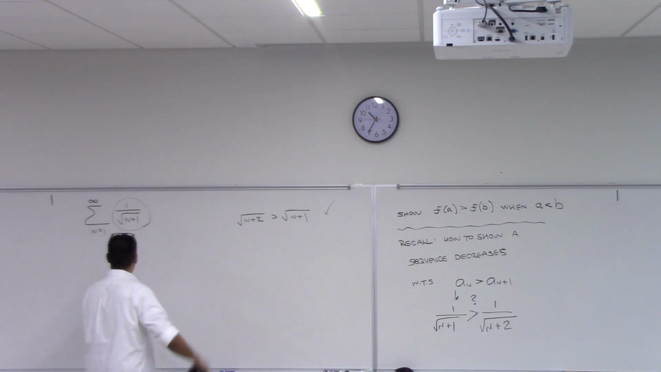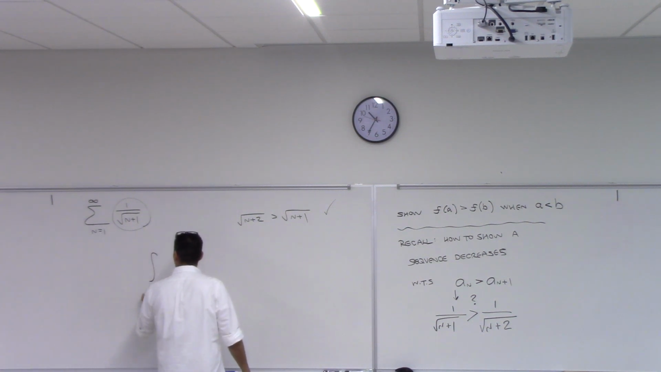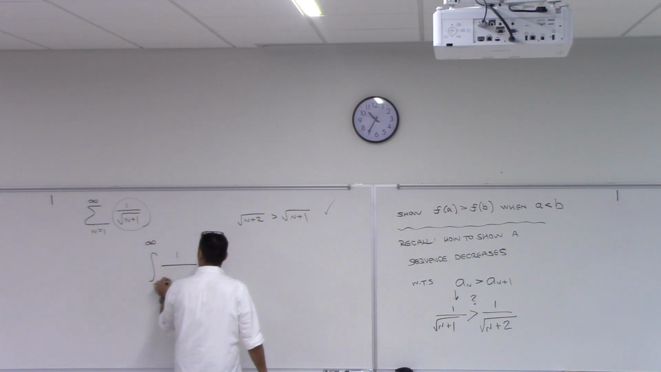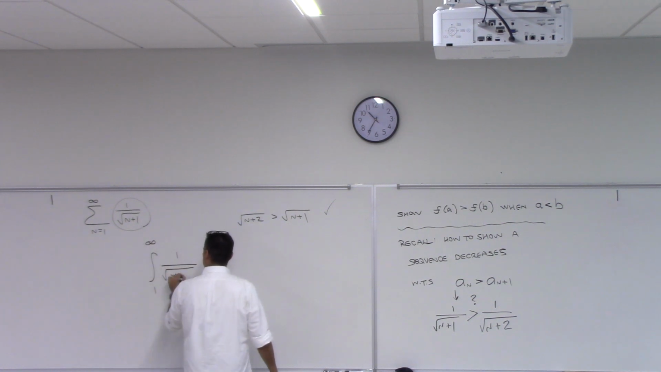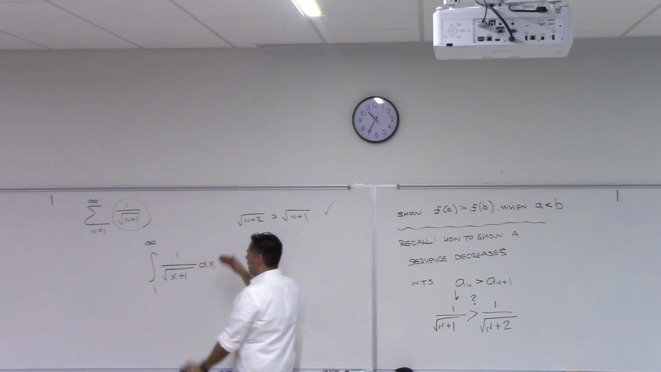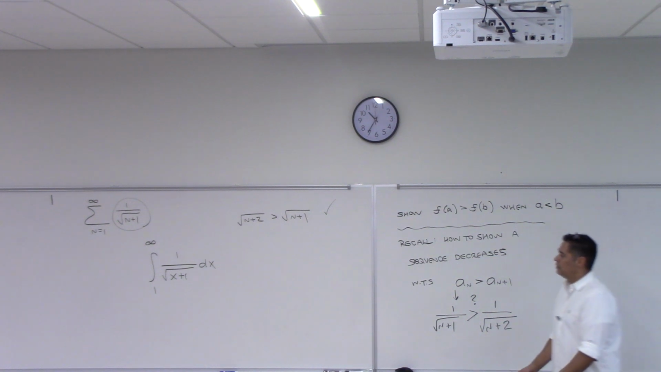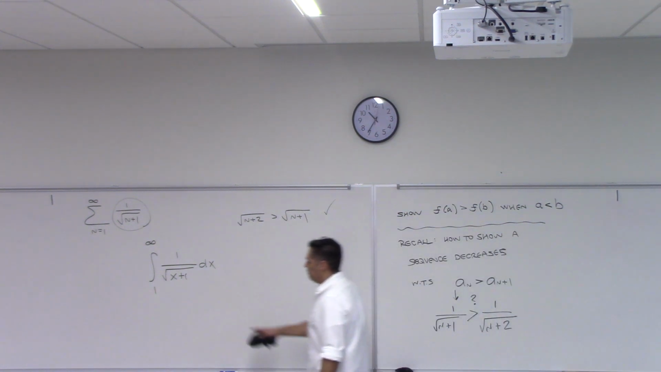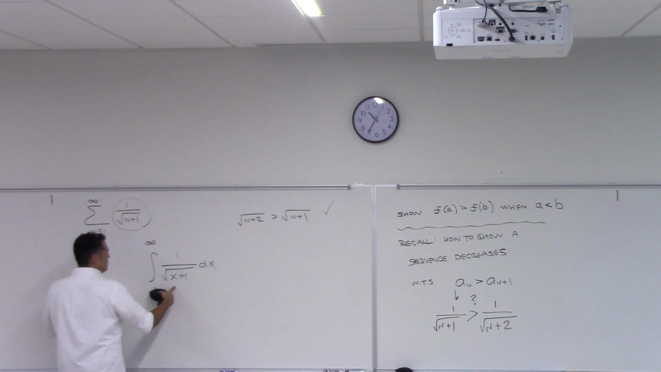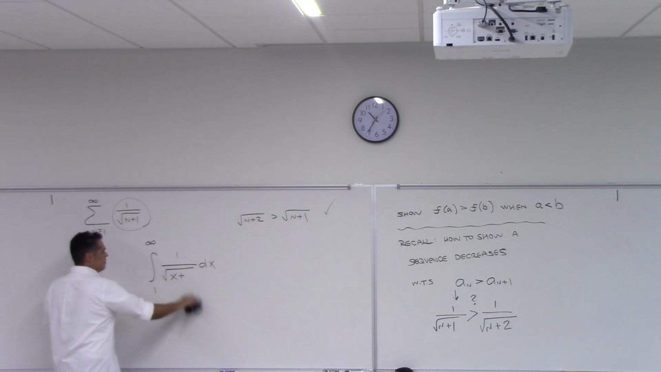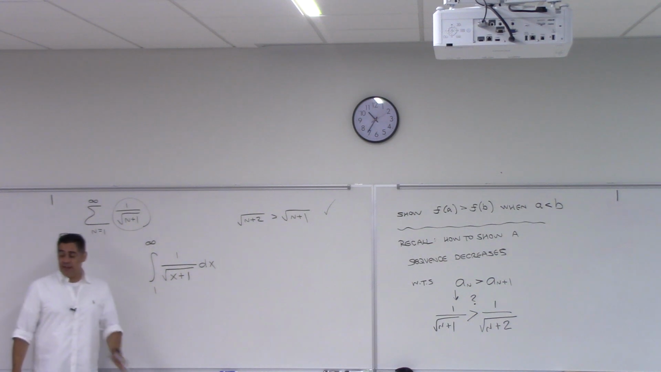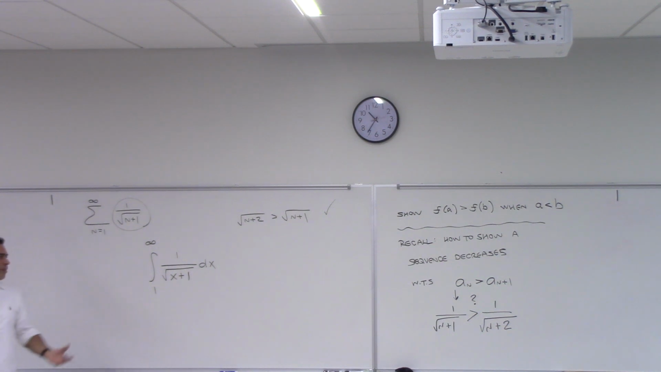All the conditions are met. Now I need to do the integral from 1 to infinity of 1 over the square root of x plus 1 dx. Whatever that improper integral does is what the series does. So how would you integrate this? There are different ways to approach this. Do you need anything complicated, like integration by parts or trig sub or anything like that? No, this is just a basic u sub.